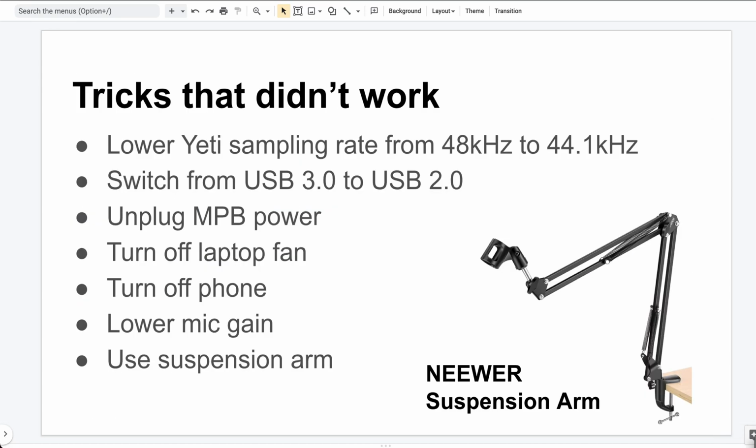So let me show you what didn't work. There were really a lot of attempts, including both from the software part and also the hardware part. I also used a suspension arm, and that didn't work either.